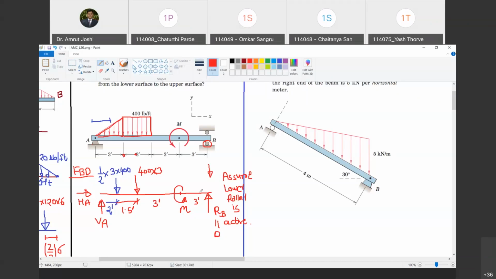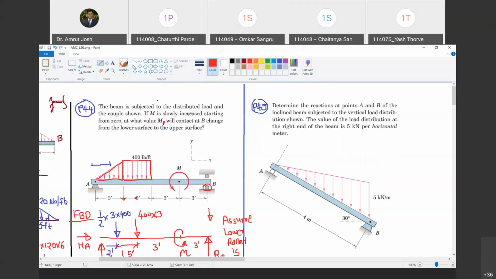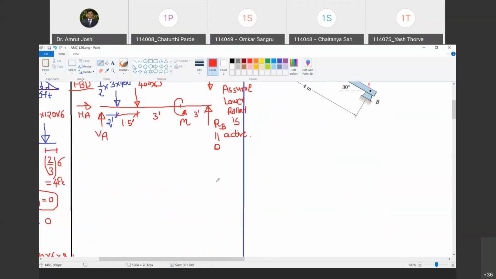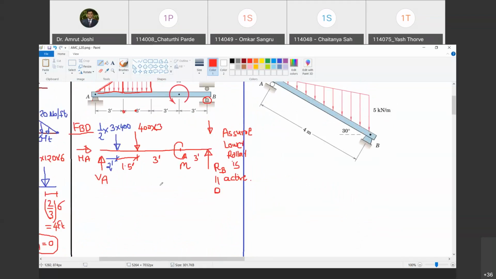Yes, sir. So at the boundary of these two, when the end B of the beam is about to lose the contact with lower roller and it is about to gain the contact with upper roller, RB is going to be 0. Do you agree with me? Yes, sir. So I have equated this RB equal to 0 for this condition at which the change from lower surface to upper surface occurs. Are you with me? Yes, sir. Now is it easy to find out M? Yes. Now you can apply summation Fx, summation Fy, all those things.